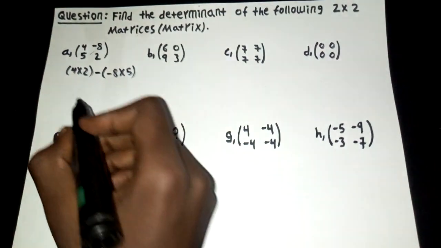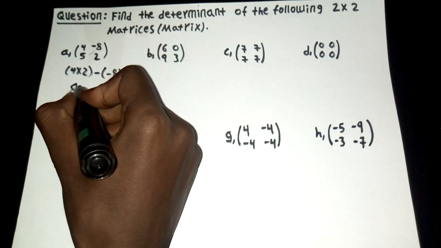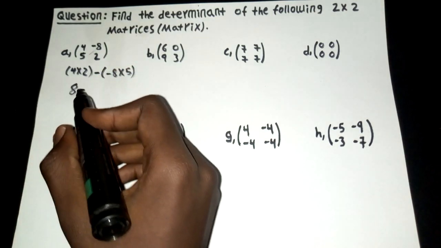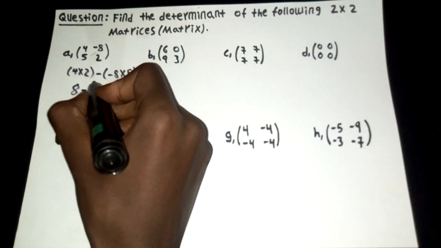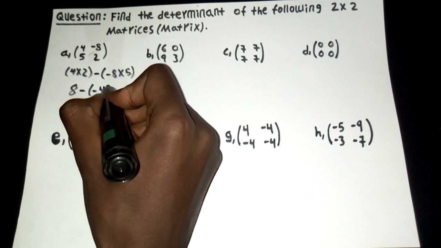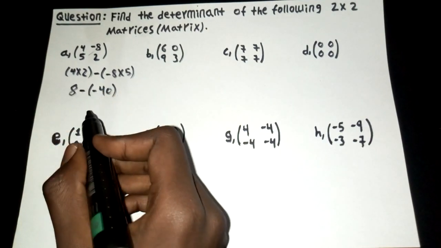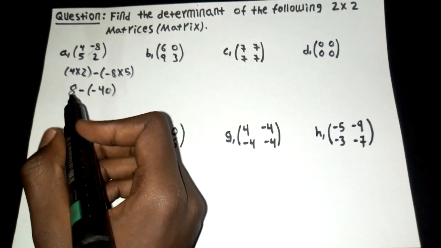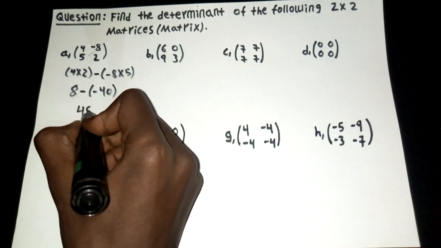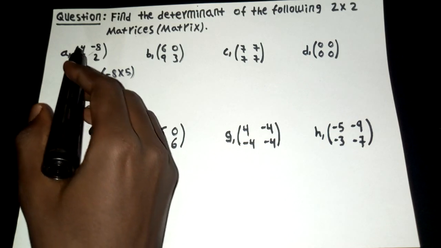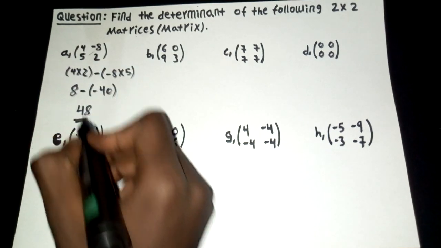Then 4 times 2, which is 8, then minus, do not forget the minus sign, then minus 8 times 5 is minus 40. Then this minus and minus cancel, because minus times minus is always plus, so we have the answer of 48. So the determinant for this matrix is 48.